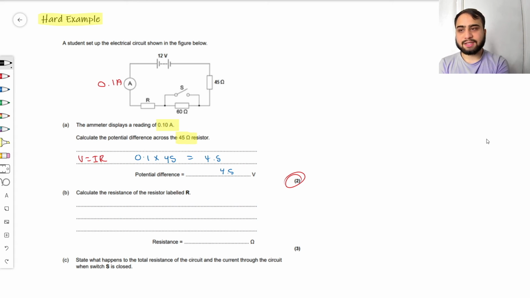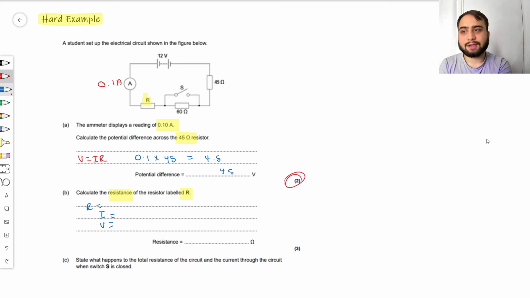Next, calculate the resistance of the resistor labeled R. So that's this one over here. Okay, that's fine. So first of all, the first thing that we can do is work out the current flowing through all of these components. So resistor R, let's have I and let's have V flowing across it. Because this is a series circuit, we know that there is 0.1 amps flowing across it, and in a series circuit current is always the same. It's the voltage that's shared in the series circuit, but the current is all the same.